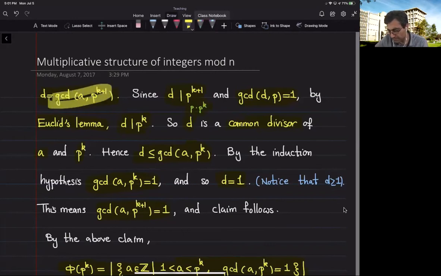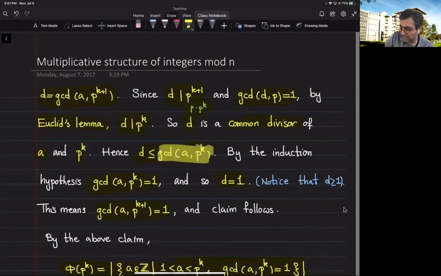And D is positive because it's a GCD, therefore it's positive. So D is a positive common divisor of a and p to the k, but the greatest common divisor of a and p to the k is 1 by the induction hypothesis. So D is a positive integer which divides 1, therefore it is 1, and that's exactly what we wanted to show.